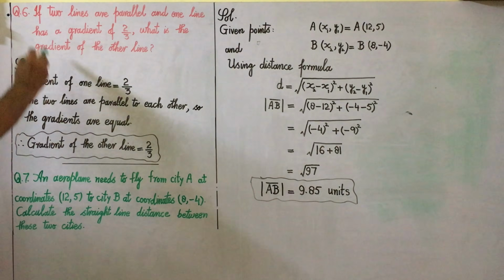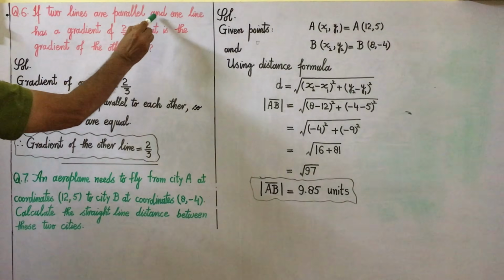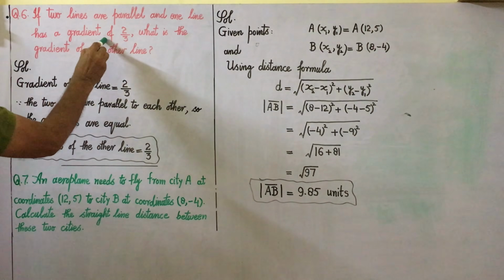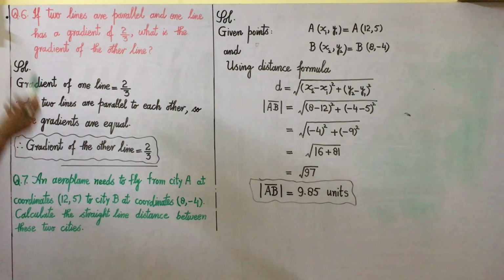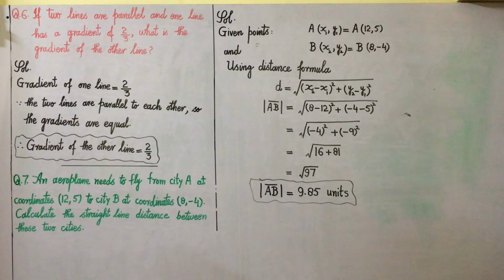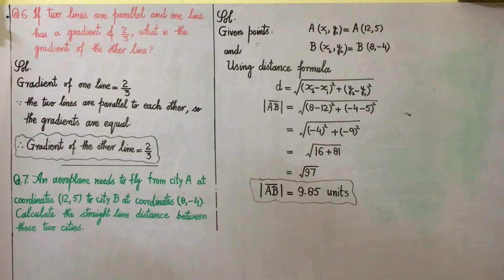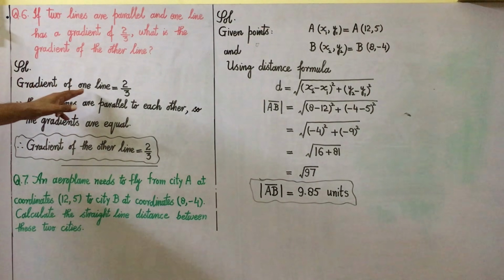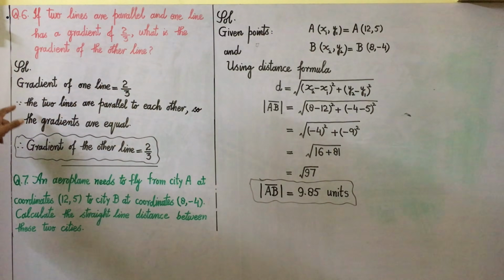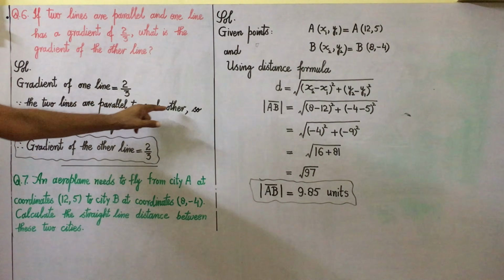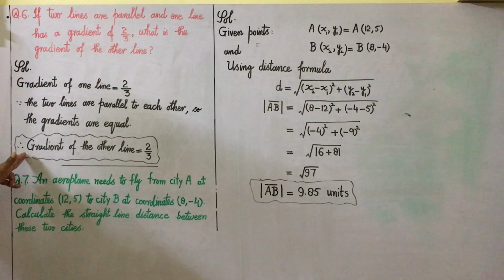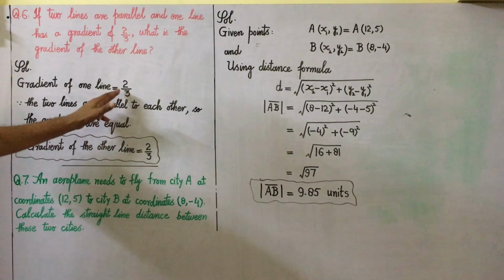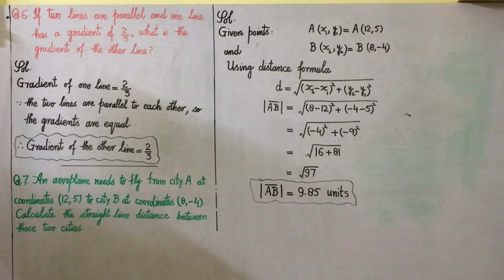Question 6. If two lines are parallel and one line has a gradient of 2 by 3, what is the gradient of the other line? Because the two lines are parallel, their gradients or slopes will also be the same. Solution: gradient of one line is 2 by 3. Because the two lines are parallel to each other, the gradients are equal. Therefore, the gradient of the other line is also 2 by 3.